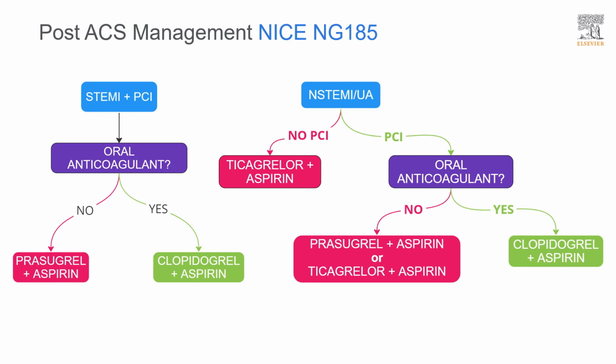Now, compare those patients if they have an NSTEMI and they have PCI. That's a very similar question to what happened with STEMI, which is: are they on oral anticoagulation? If they are on an oral anticoagulant, then they go on clopidogrel and aspirin, very similar to the STEMI and PCI pathway. If they're not, then you want these patients on prasugrel, but obviously ticagrelor is a second-line option as well for those with NSTEMI or unstable angina that's had a PCI. This is a little bit tricky, guys, but this is the current latest NICE guidelines.